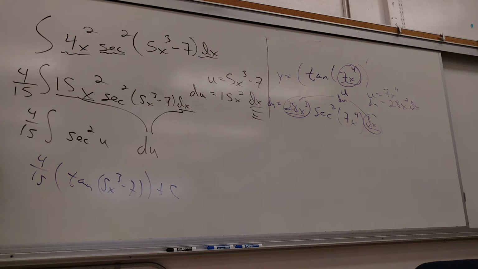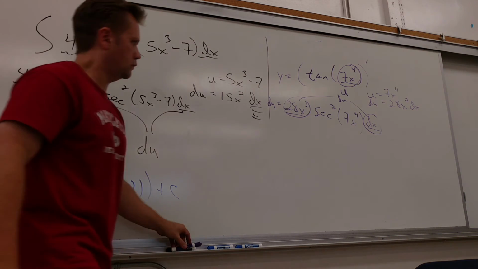And how do you check yourself? Take the derivative, which should be something you could do in your head. Right? When there's secant squared of stuff, the derivative of this stuff would be 15x squared. The 15 cancels, you get 4x squared. There, done. Bam. You don't have to actually do the whole thing. Just kind of quickly make sure that you get what's there. If you can't do it in your head and you got time, do it on the paper, it's no big deal. That's how you check yourself.